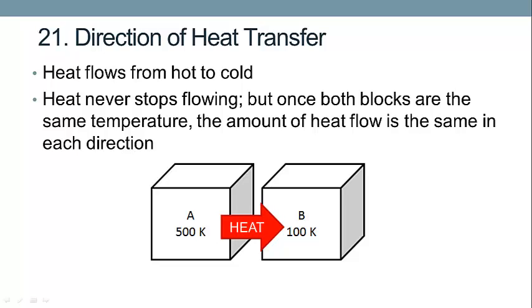So heat will flow from A to B, and that's because A is hotter. The temperature will stop changing once they're both at the same temperature. So the temperature of block A will go down and the temperature of block B will go up.